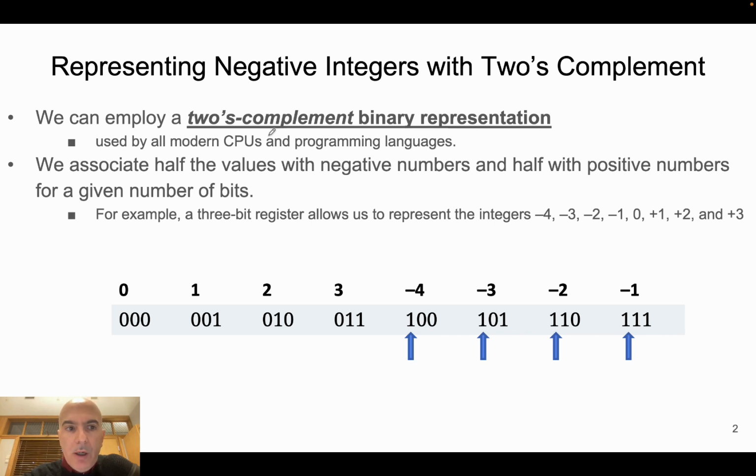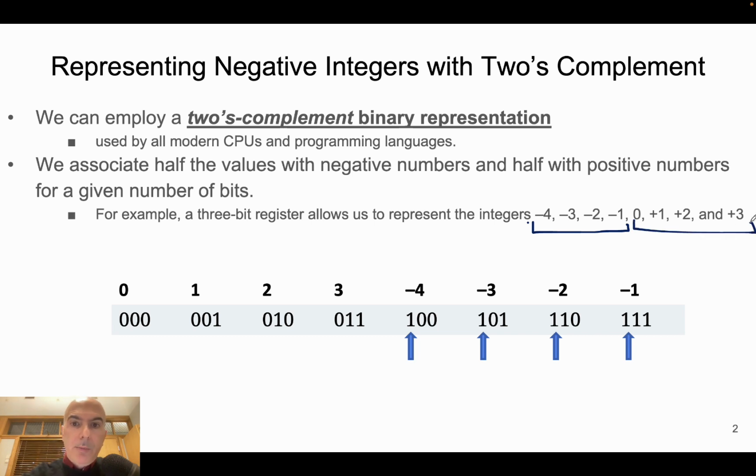And how does it work? Well, the trick is that we associate half of the values with the negative numbers and half of the states with the positive numbers for a given number of bits. So for example, for a 3-bit register, we can encode 8 values. We use half of these 8 values for negative numbers, so for instance from -4 to -1, and half for null or positive values from 0 to +3.